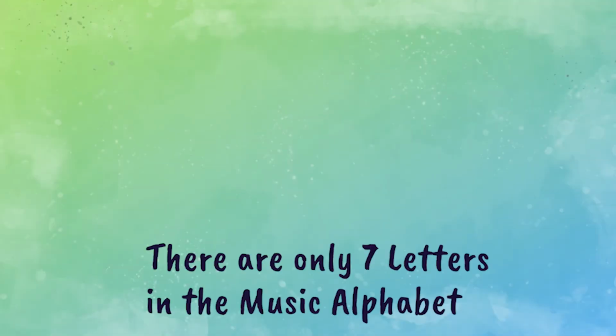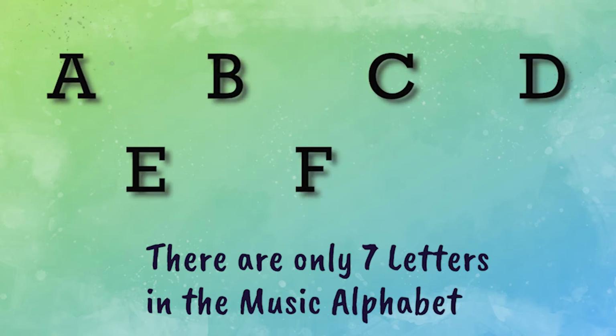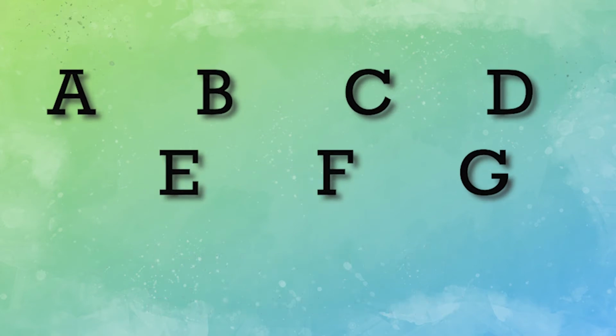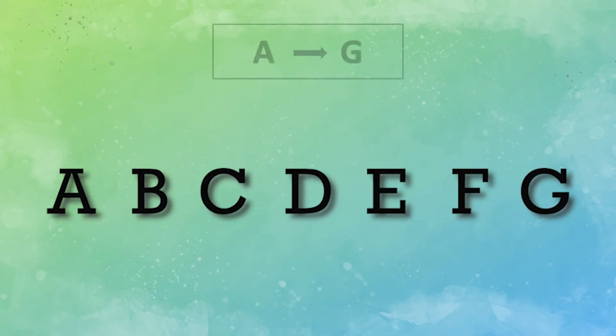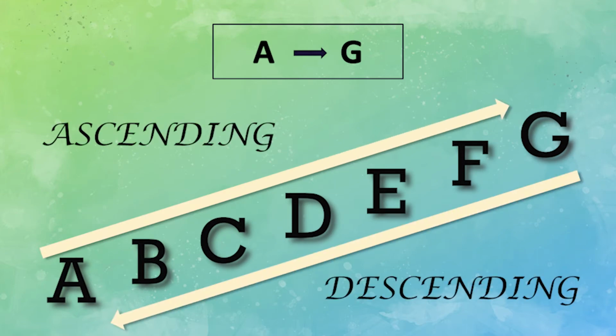There are only 7 letters of the musical alphabet: A, B, C, D, E, F, and G. The proper sequence of these letters goes in this order, whether ascending or descending. This will be clearer as we go further on with our lesson.